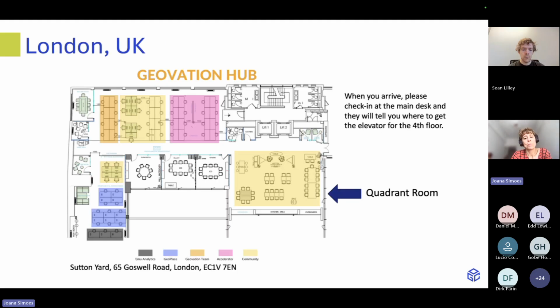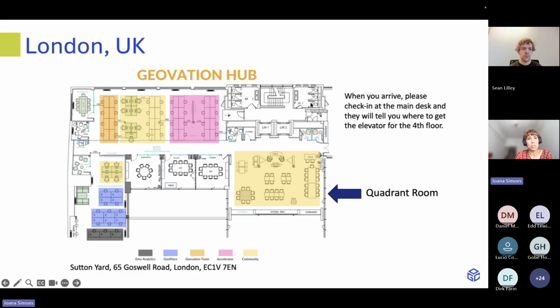So for those who don't know it, it's a venue located in the center of London, in the UK. If you are planning to attend in person, here is the address. You can also find this information on the wiki page of the event. As soon as you arrive, there will be a main desk where you can check in, and then from there you can take the elevator.